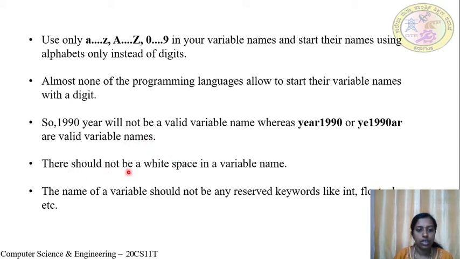There should not be white space in a variable name. When you are declaring a variable name, there should not be any space between two different words. The name of a variable should not be any reserved keyword like int, float, char, etc.